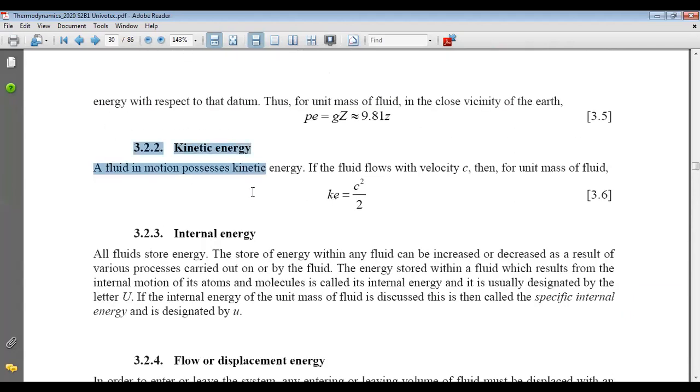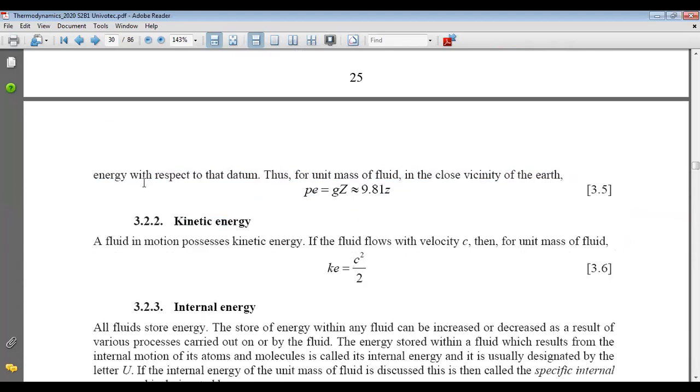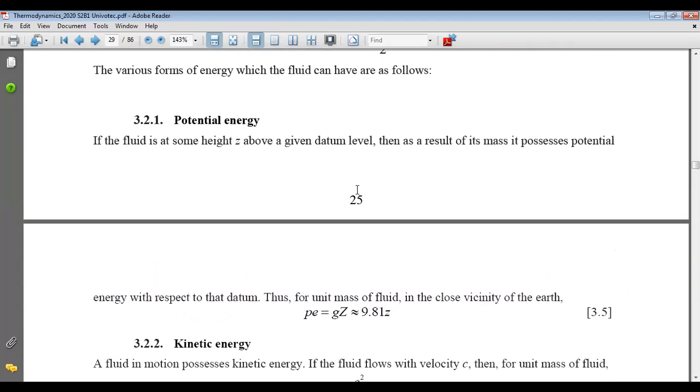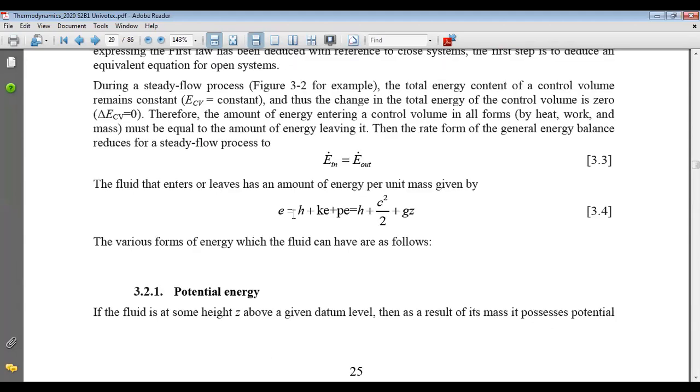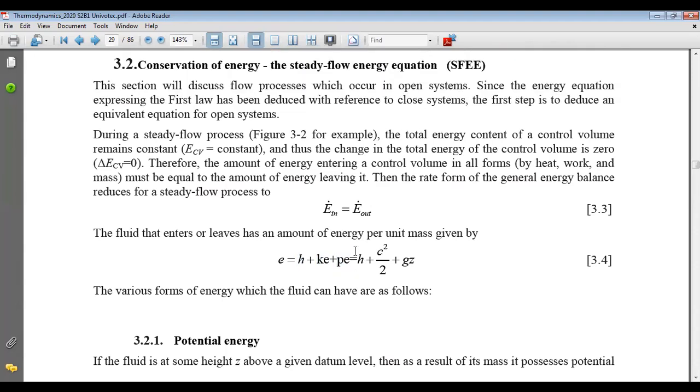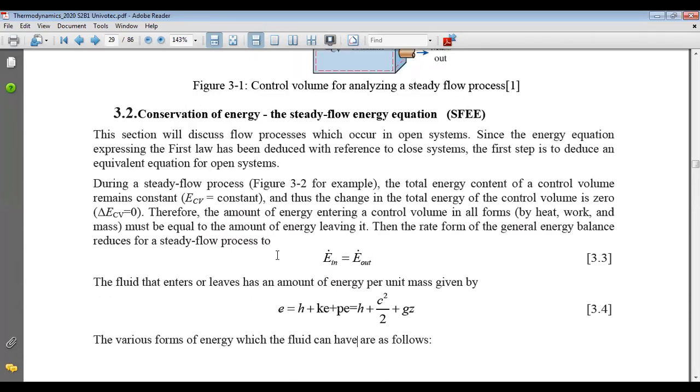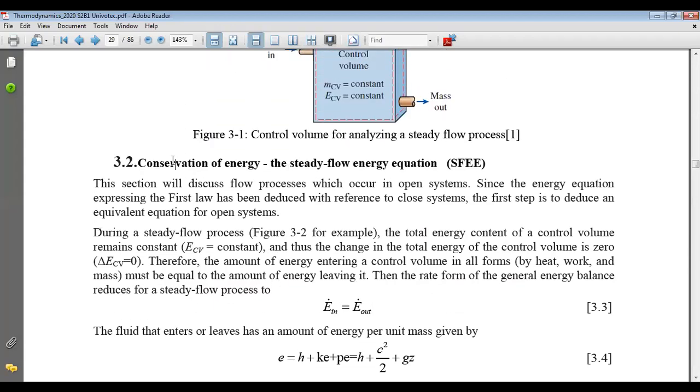Kinetic energy. See. Potential energy, you can see. Total energy: enthalpy plus kinetic energy plus potential energy. Energy in this flowing of working fluid. So, energy balance is the conservation of energy. So, steady flow energy balance means energy equation.